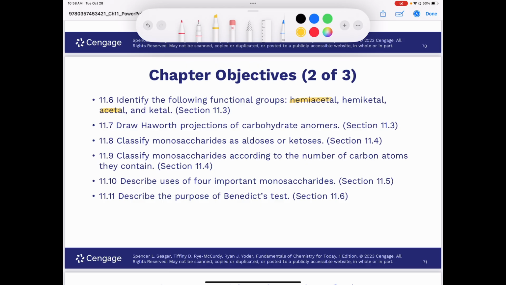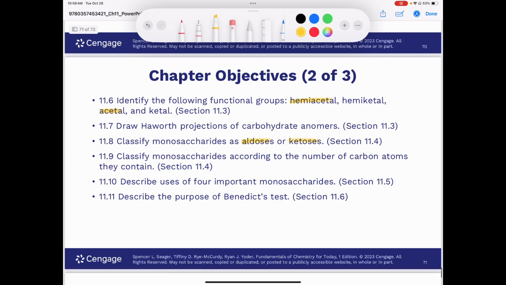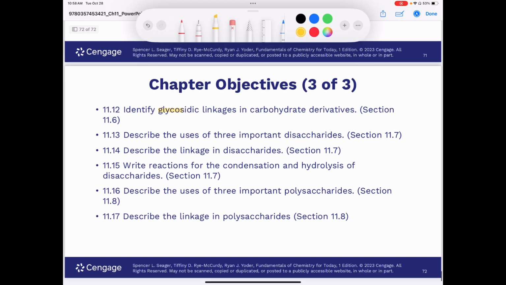Draw Haworth projections of carbohydrate anomers. Classify monosaccharides as aldoses and ketoses. Classify monosaccharides according to the number of carbons they contain, so triose, tetrose, pentose, etc. Describe the four important monosaccharides. Describe the purpose of Benedict's test, where we oxidize sugar, and then in turn, copper 2 gets reduced to copper 1, so it goes from blue to red.